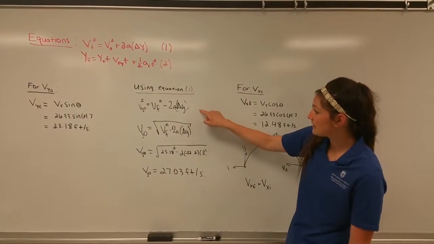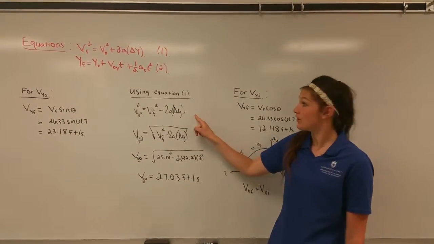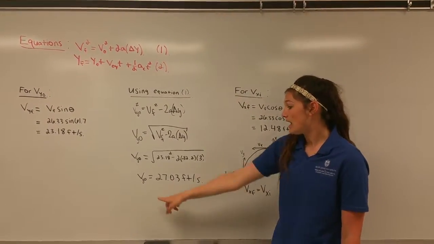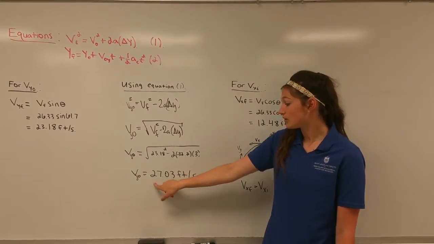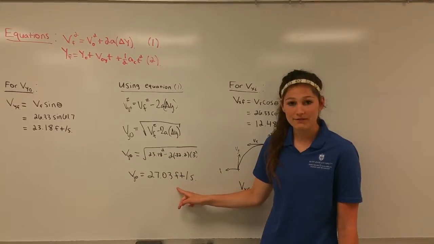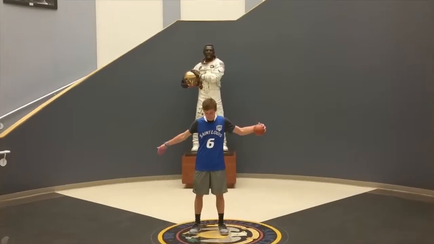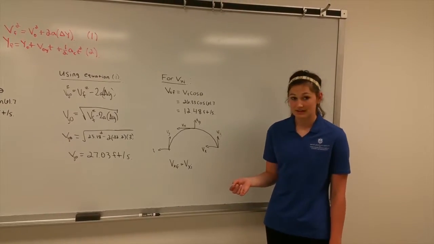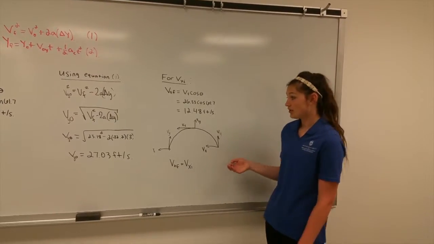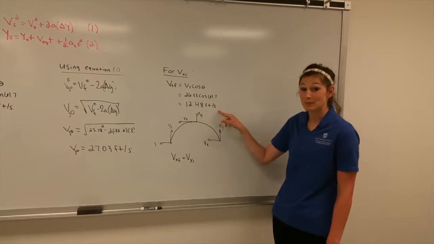And then we plugged it in this equation, which was a rearranged version of equation 1, and then we found that the initial velocity in the y direction equaled 27.03 feet per second. For the initial velocity in the x direction, we first have to find the final velocity in the x direction, which equals 12.48 feet per second.